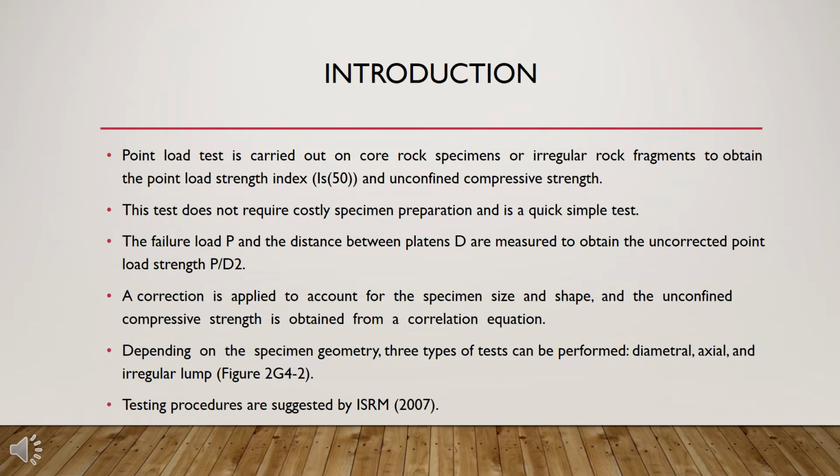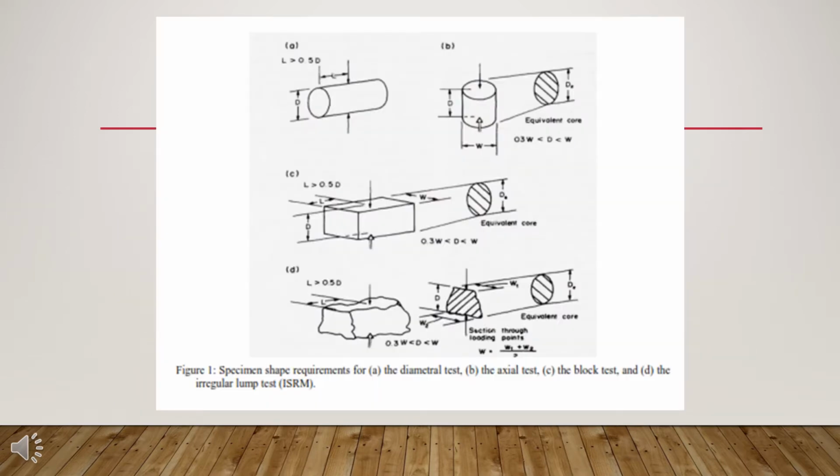Three types of tests can be performed: diametral, axial, and irregular lump. Testing is done as suggested by ISRM 2007. In Figure 1, specimen shape requirements are shown for A, the diametral test, B, the axial test, C, the block test, and D, the irregular lump test, ISRM.